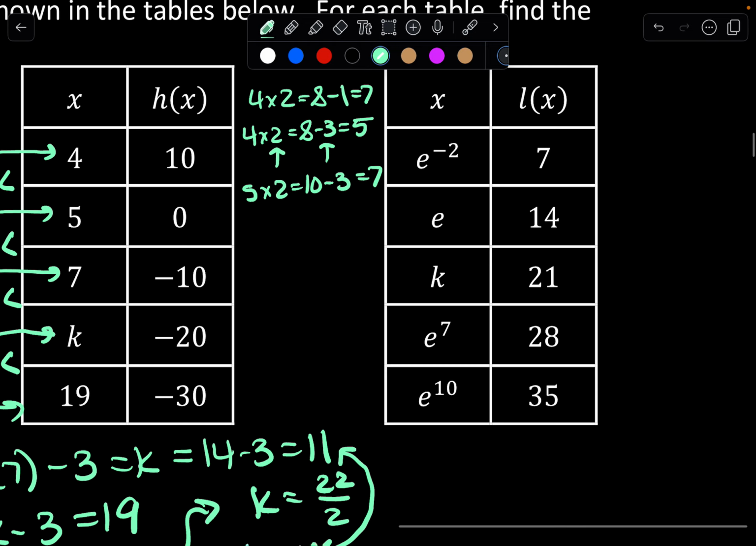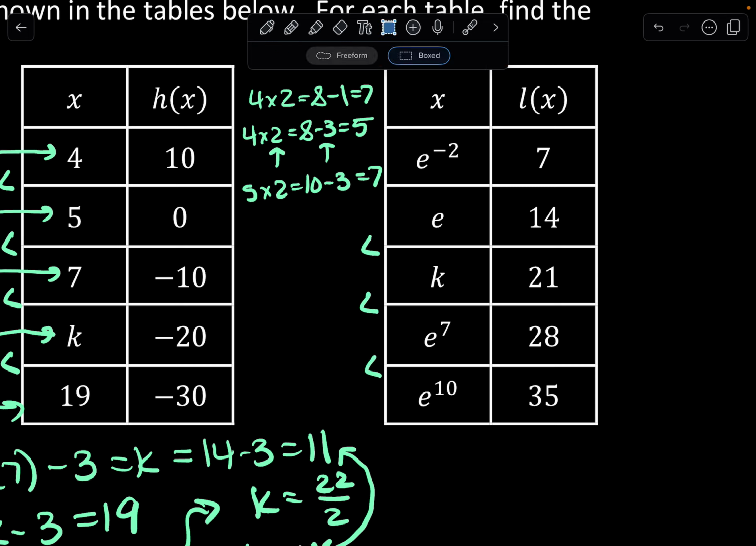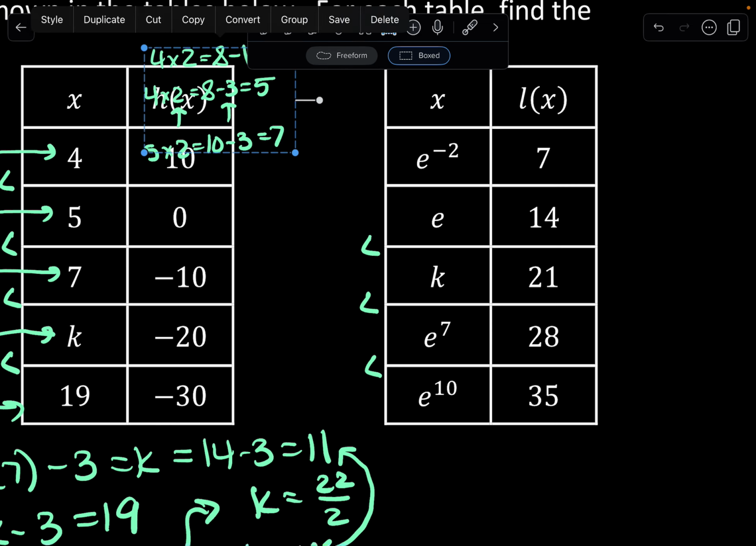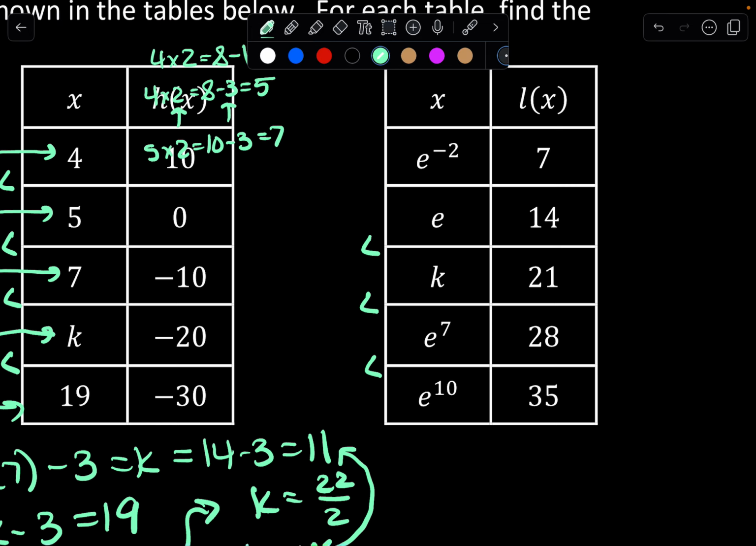All right, now let's try this one. So this one, it's easier to see. We can find the ratio, but it's easier to see what's happening within the inputs. So I can see here if I add 3, I get the next one. If I add 3, I get the next one. So we're adding 3 to our exponent.